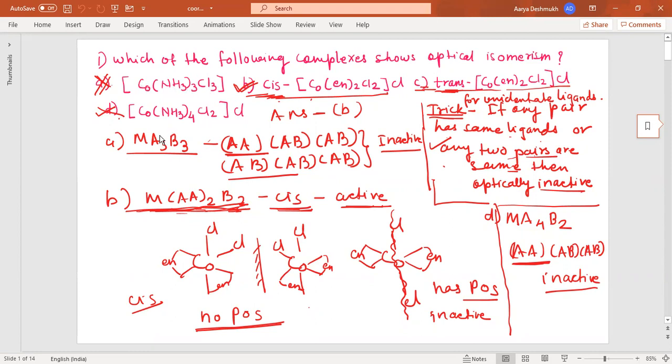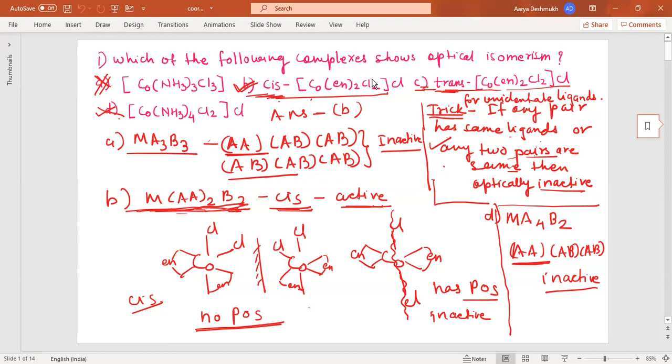For option A, the type of the complex is Ma3b3. So find out the possible geometrical isomerism combinations for this. Now the trick for this is applicable for unidentate ligands. If any pair has the same ligands, or any two pairs are the same, then the complex will be optically inactive. So here, this is the pair of the ligand which is the same, and there are two pairs which are again the same, rather all three are the same. So this will be optically inactive.